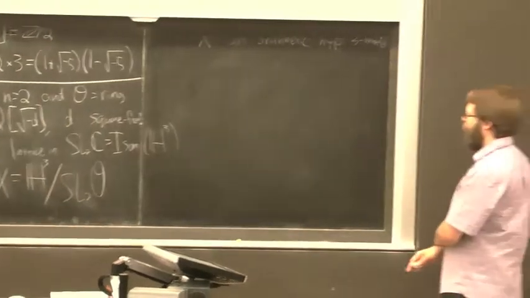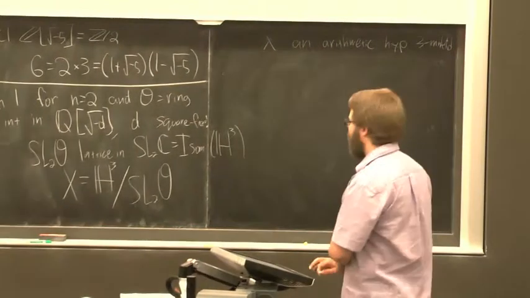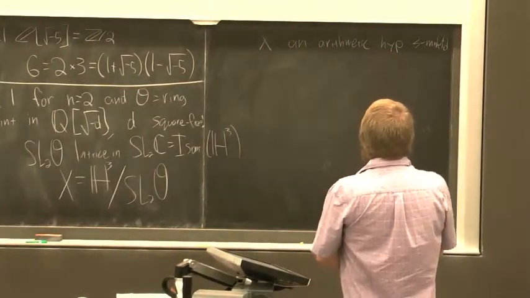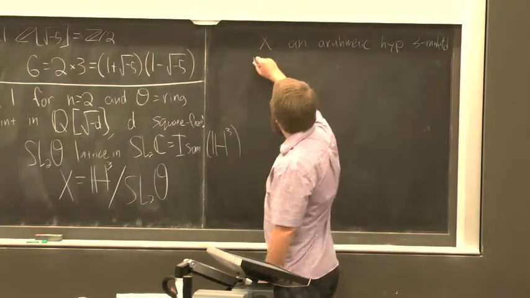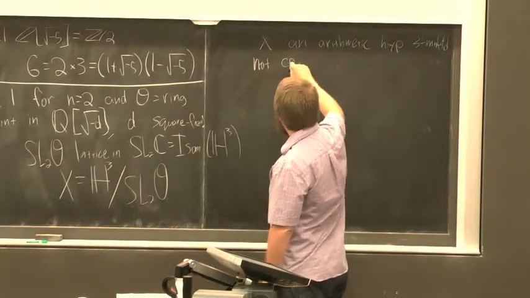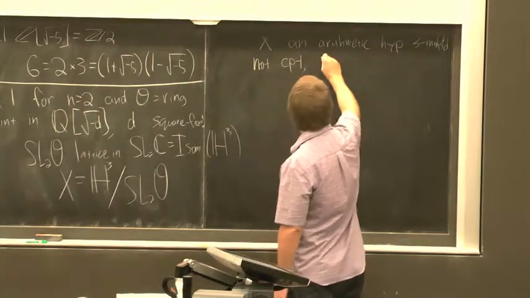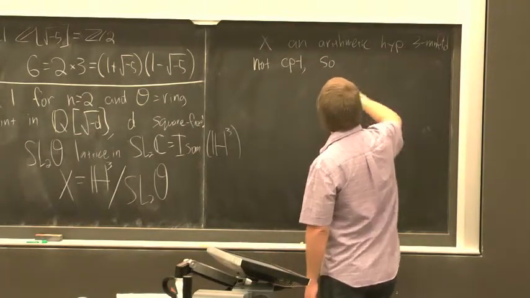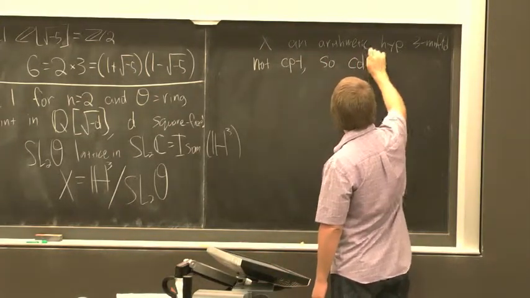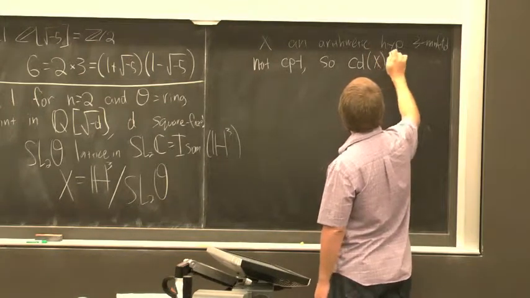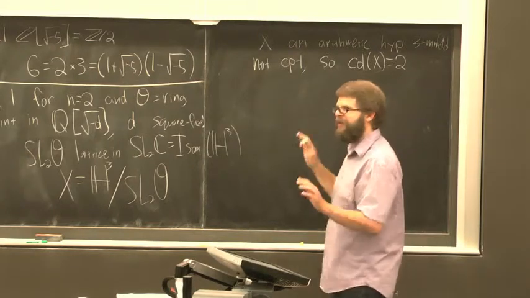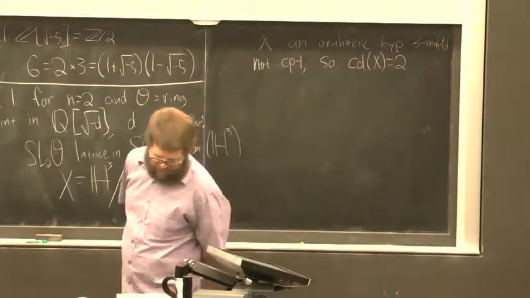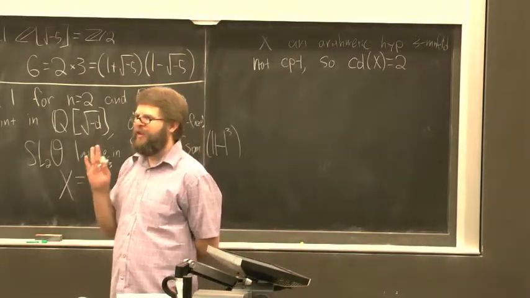It's actually an atypical example of an arithmetic hyperbolic 3-manifold. In particular, it's not compact. So the cohomological dimension of X: if it was compact, it would be 3. Since it's not compact, it's 2. I guess it could be 1, but it's not, because it's finite volume. And I'm going to give you an element of H2 in a second.